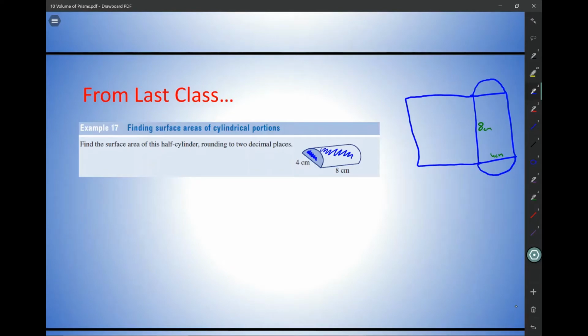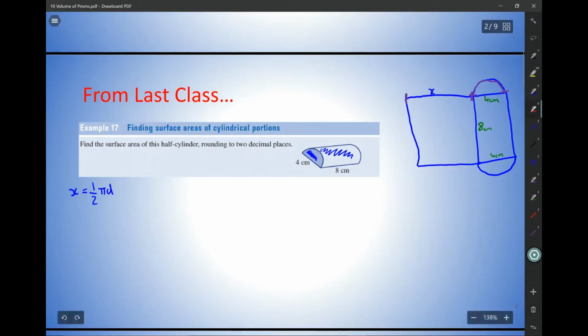Now, we don't know the length of this curved surface here, so I'm going to call it x. But what we do know about it is that this distance from here to here has the same length as the curved line on the semicircle. And we can calculate this because this is the circumference of a circle, or in this case, half of the circumference of a circle. So we can say that x equals a half times pi d, where d is the diameter of the circle, which is 4 centimeters.